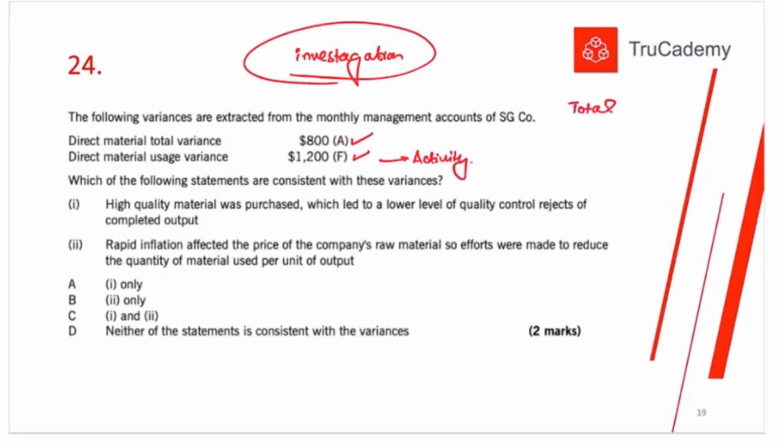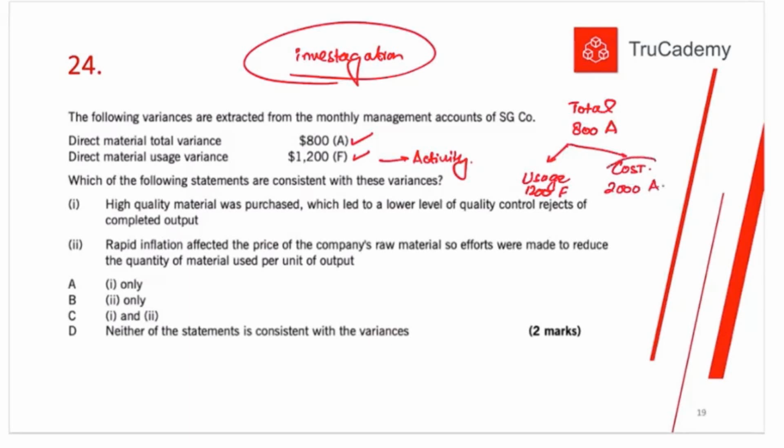Total variance is 800 adverse. Direct material usage variance, or activity variance, is 1200 favorable. This is activity and second is cost. How much will be the cost variance? The cost variance will have to be 1200 plus 800, so 2000 adverse. Now, what is the explanation of this?